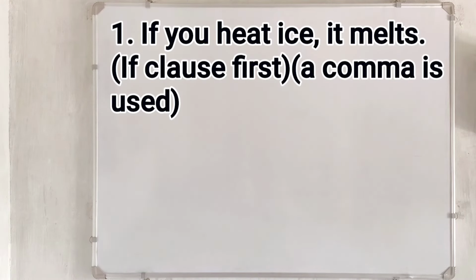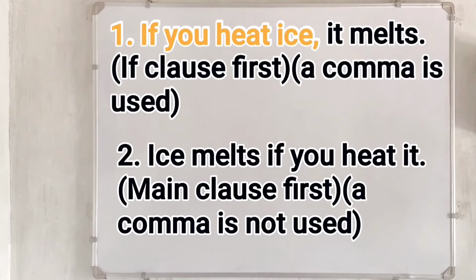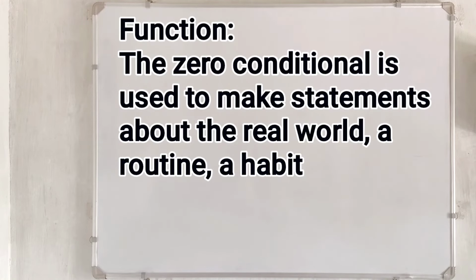Let us learn some examples. If you heat ice, it melts. Ice melts if you heat it. In the first example, if clause has started at the beginning of the sentence, so I added a comma after it. In the second example, main clause has started in the beginning, so I don't need to add a comma after it. Let us learn the function of the zero conditional.